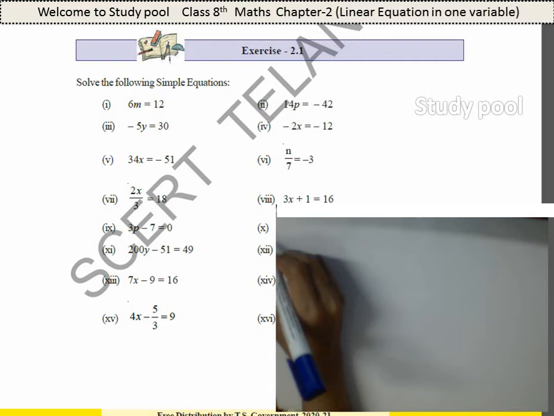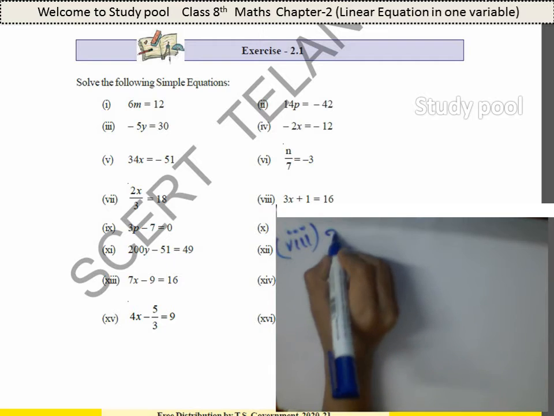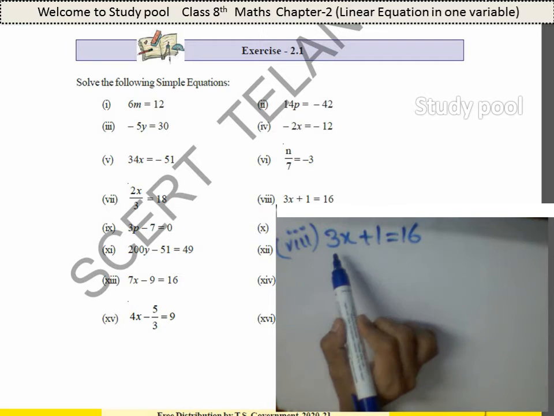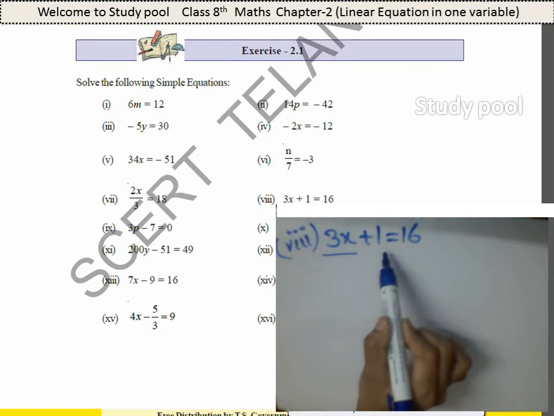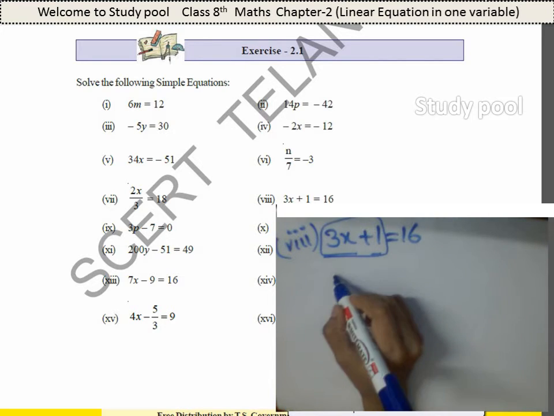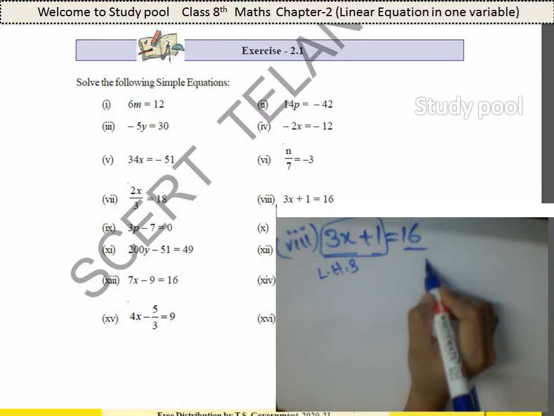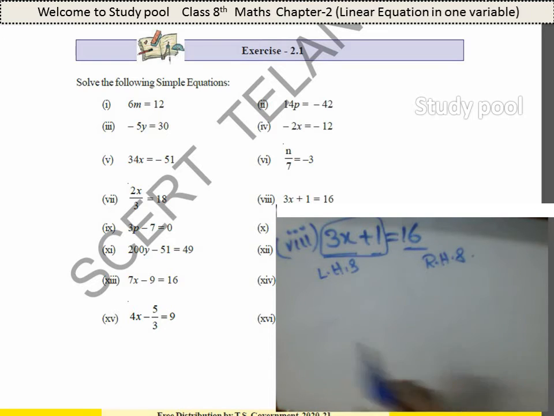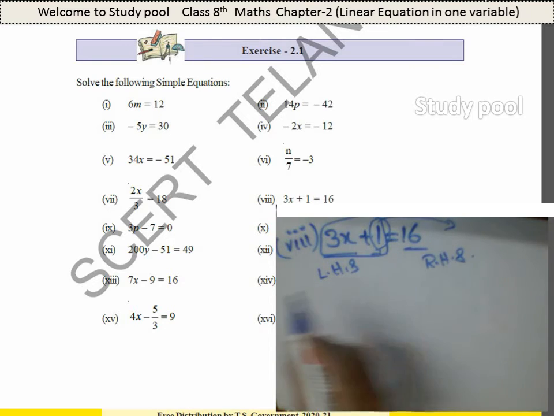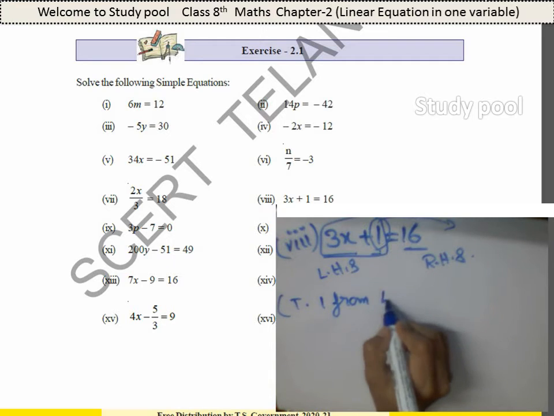Next one we will see, it is the eighth one. What is given? 3x plus 1 is equal to 16. Here 3x plus 1 is the LHS, and this one is the RHS. First we are taking this 1 and transposing it to the RHS. First transposing 1 from LHS to RHS.